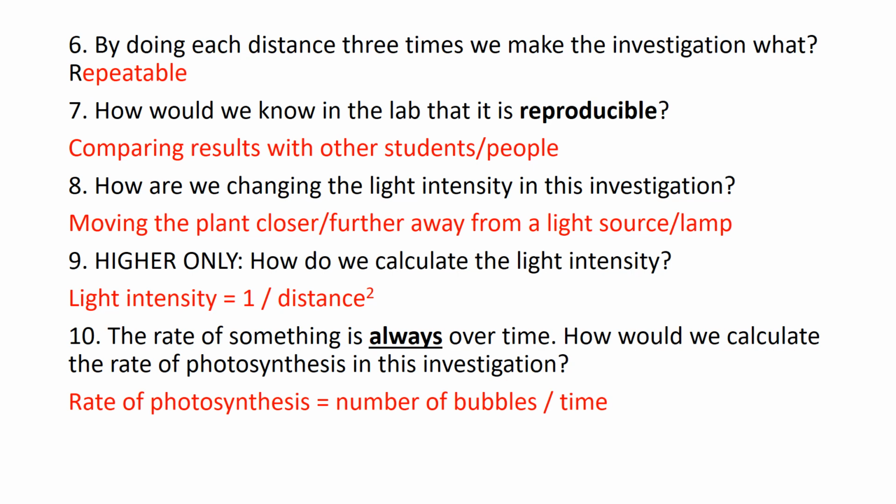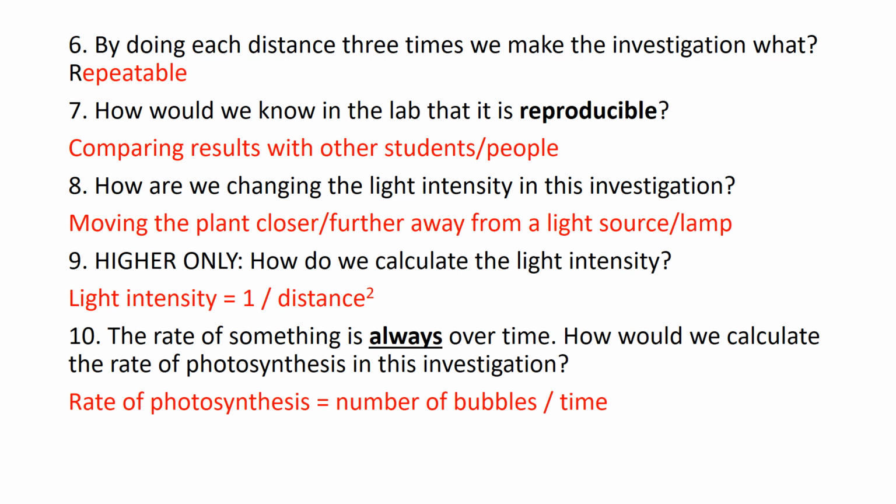Question 8. How are we changing the light intensity in this investigation? This is our independent variable. How is it that we're actually changing it? We're moving the plant closer or further away from the light source, or you could have said the lamp. Question number 9, and this is for higher only, so 5s and above. You do need to know how to calculate light intensity. The equation is light intensity is 1 divided by, or 1 over, distance squared. So that is how we would calculate the light intensity.